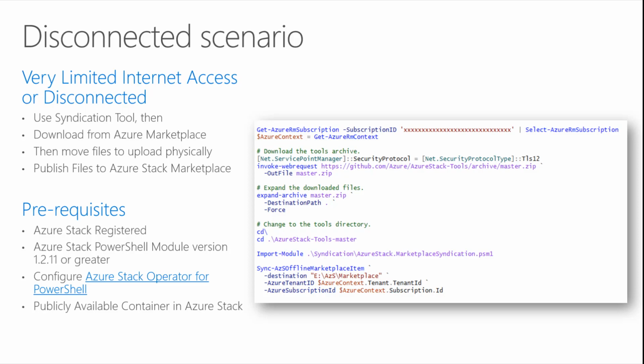Then you need to import the module for Marketplace syndication. Then once you've imported that module, you sync the Azure Stack Offline Marketplace syndication. You give it a destination where you're going to do those. Typically that's going to be an external hard drive, which once you do that, you could take and plug into the HLH and upload into the system where it's connected. You have to specify the Azure Tenant ID and also the Azure Subscription ID.